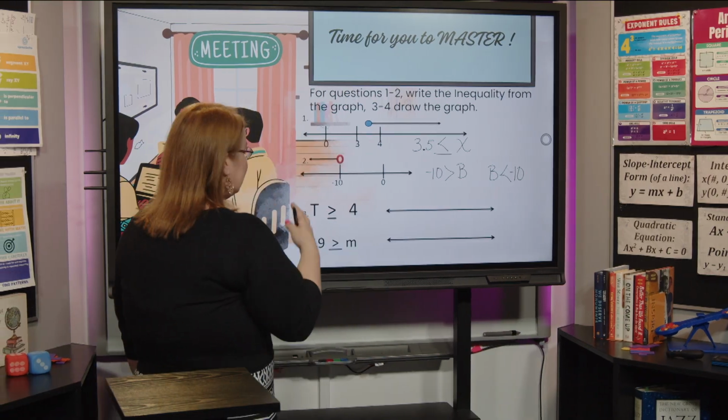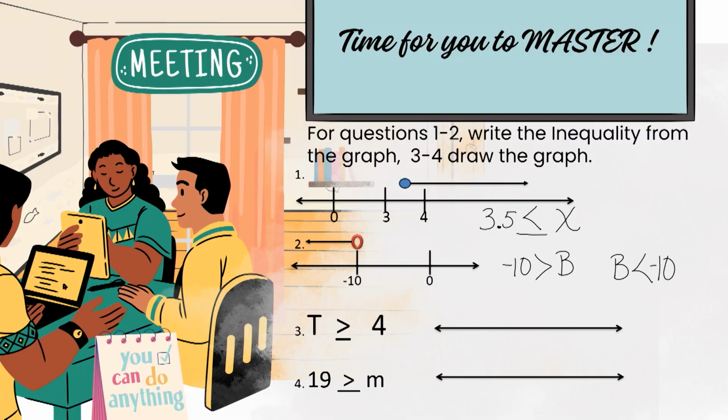All right, so number 3 says t is greater than or equal to 4. So I'm going to put 0 and 4. It is a greater than or equal to, so I have a closed circle. And then it says my unknowns are bigger, so I'm going to graph to the right. And then my last one, 19 is greater than or equal to m. So I'm going to put my 0, my 19. It does have a line, so I'm going to have a closed circle. It says 19's bigger than my unknowns. So that means all of my unknowns are smaller. So I'm going to graph to the left.